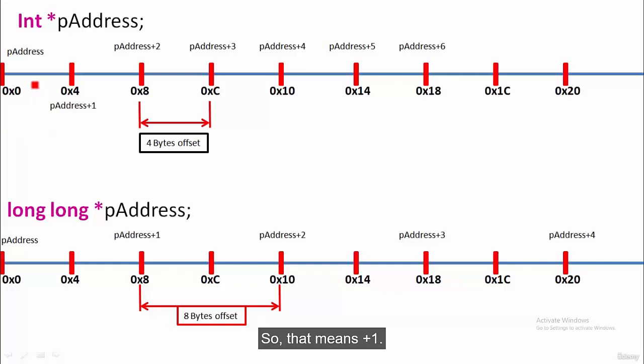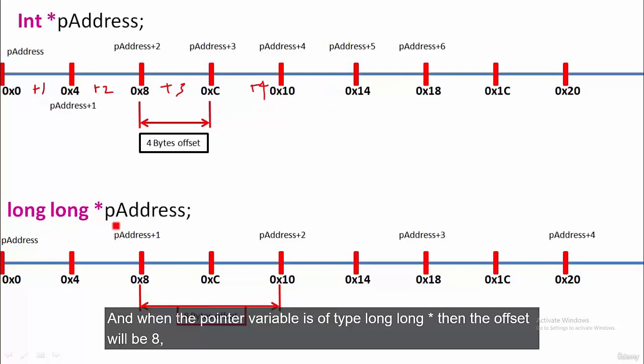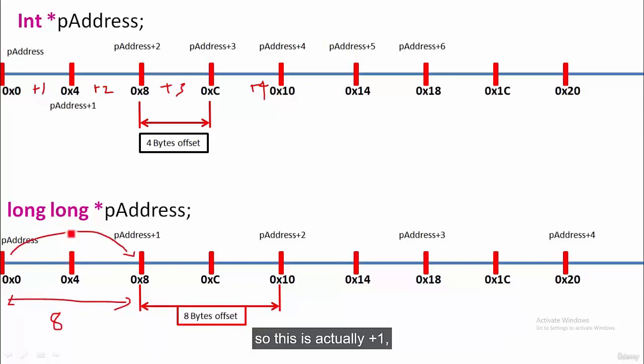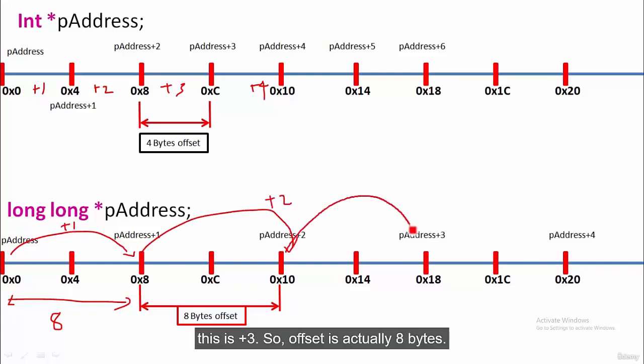So this is +1, +2, +3, +4, like that. And when the pointer variable is of type long star, then the offset will be 8. So this is actually +1. This is +2. This is +3. So offset is actually 8 bytes. So hope this is clear to you.